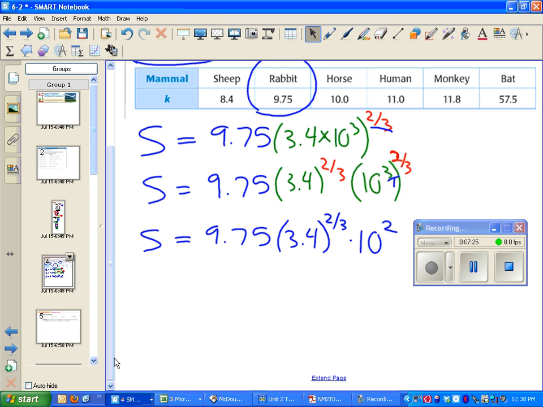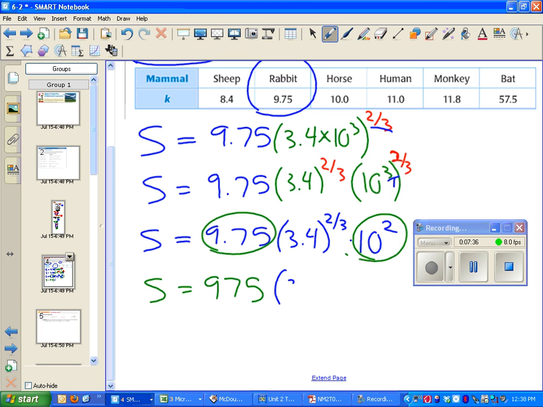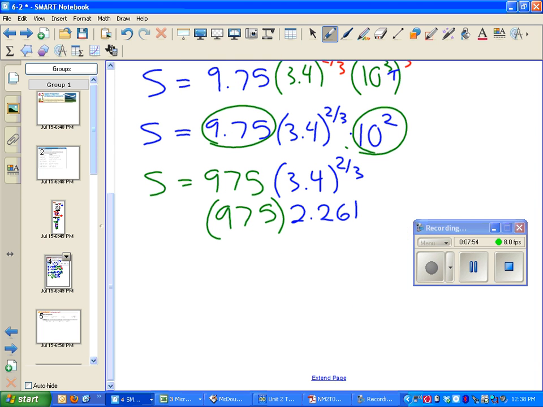All right, so when I put this in my calculator, I'm going to do these two first. So 9.75 times 10 squared, that would be 975 times 3.4 to the 2/3 power. Okay. And then when you put 3.4 to the 2/3 power in your calculator, you should get approximately 2.261. If you need some help with that, please ask tomorrow. But when you multiply those two numbers, the surface area for a rabbit is this. And that's how you do that. So there's your surface area.